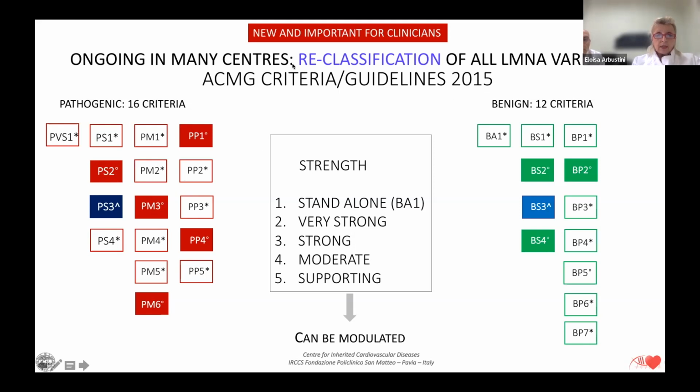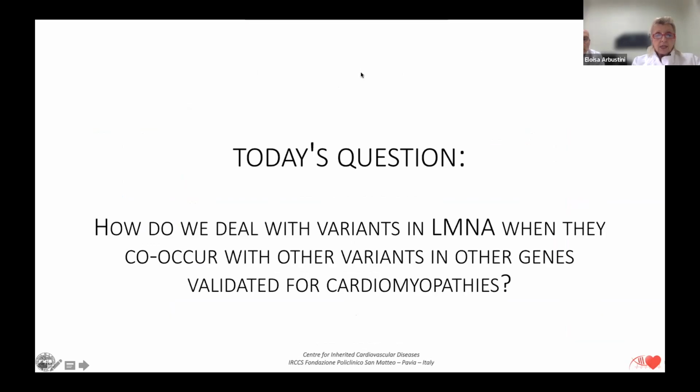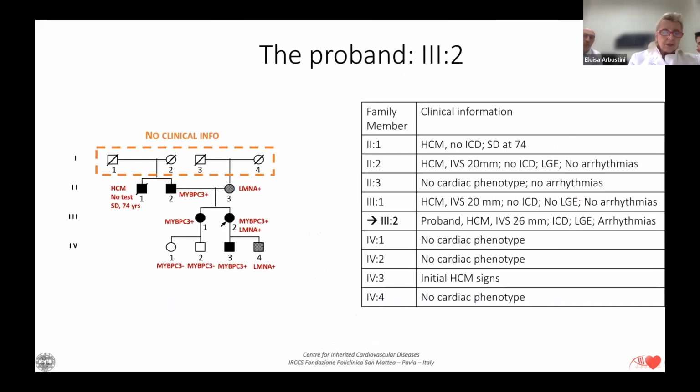So in the context of reclassification of these variants, we are considering today's question: how do we deal with variants in lamin A/C when these variants co-occur with other variants in other genes validated for cardiomyopathy? We are going now to address this question with a presentation of two complex cases. We would like to have your opinion. So, Alessandro.